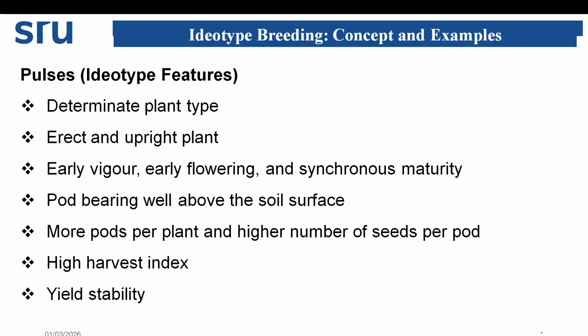Pulses. Ideal general features of pulses like determinate plant type, erect and upright plant, early vigor, early flowering and synchronous maturity. Pod bearing well above the soil surface. That is again the most important feature in pulses. More number of pods per plant and higher number of seeds per pod. High harvest index. Again this is an ideal feature. And the common general feature for all the crops, that is stability in yield.